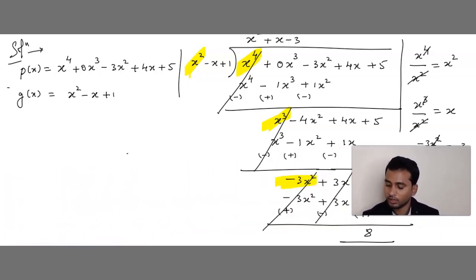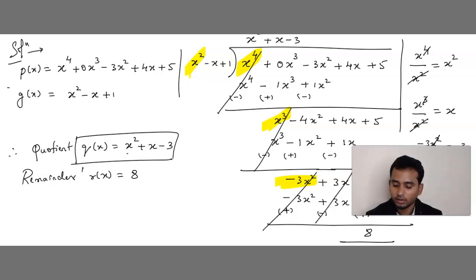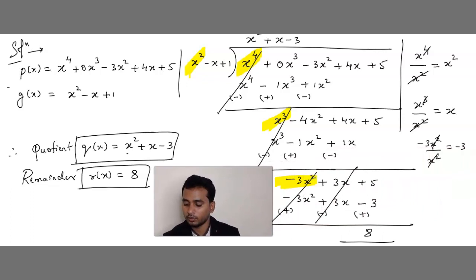So now what can we conclude here? Therefore, quotient q of x is equals to x square plus x minus 3. And then remainder r of x is equals to 8. So this is how we have to solve this problem. So this is the question time. I hope you all have understood even this.